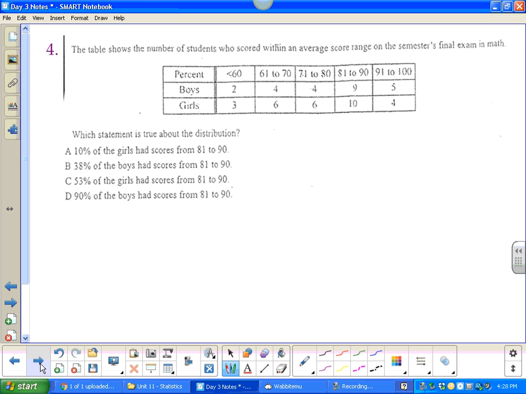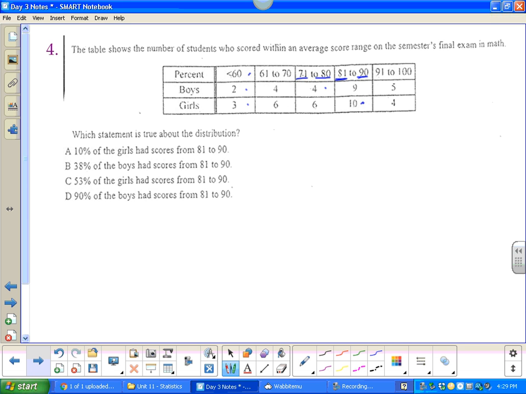So number 4 says the table shows the number of students who scored within an average score range on the semester's final exam. Okay, so let's look at the table and make sure we understand what's going on first. So we have 2 boys that scored less than a 60 and 3 girls that scored less than a 60. We have 4 boys who scored from a 71 to an 80. We have 10 girls who scored from an 81 to a 90. Okay, so that's just what's going on.